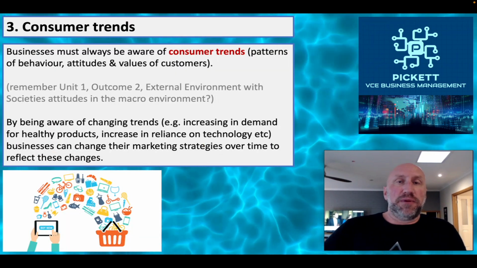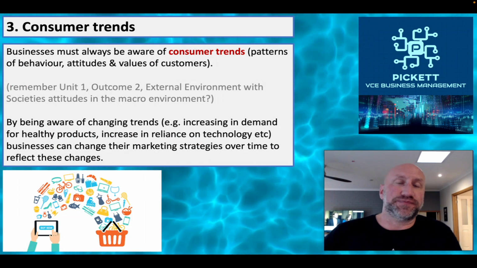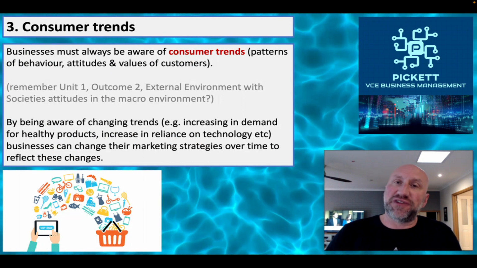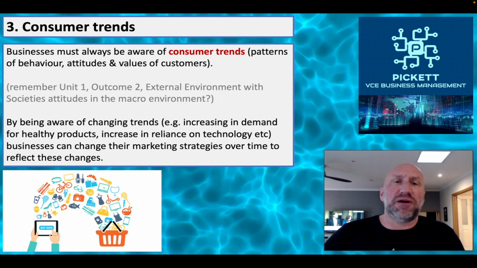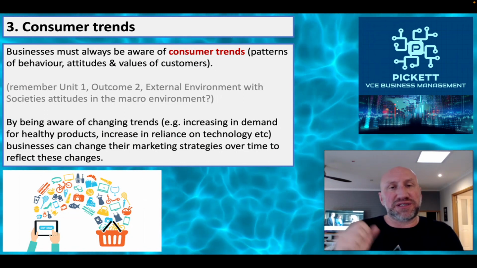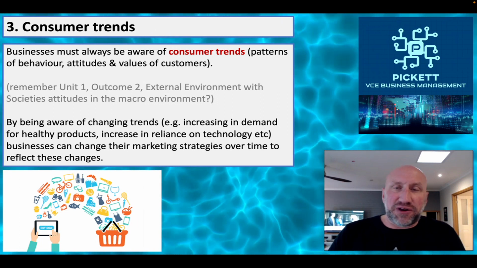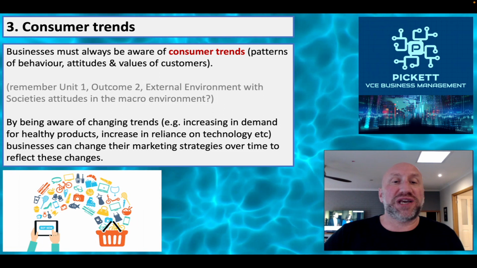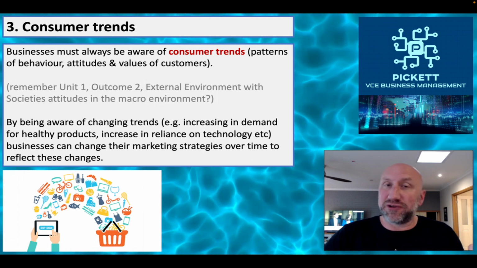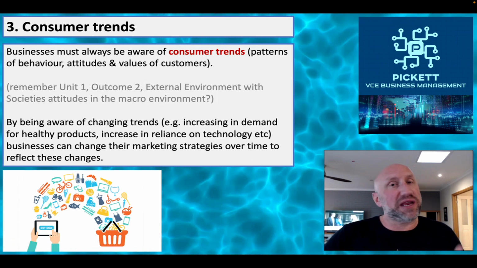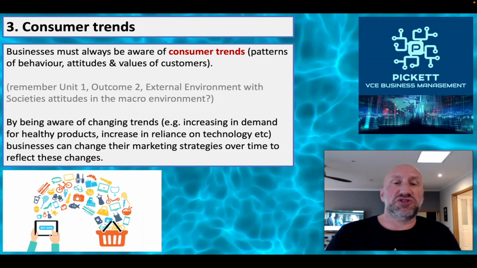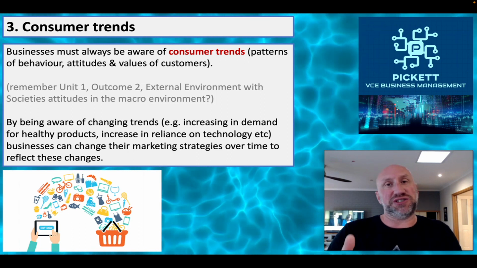The third thing on the list was to look at consumer trends. Now, businesses must always be aware of consumer trends, patterns of behavior, attitudes, and values of customers. Remember, Unit 1, Outcome 2, we looked at the external environment, and society's attitudes was one of the factors or elements in that macro environment. This kind of comes back to that, really. So by being aware of changing trends, for example, the increasing demand for healthy products, we've looked at that previously, the increasing reliance on technology, we've looked at that previously, over a period of time, businesses can change their marketing strategies to reflect those changes in trends that are happening out there.